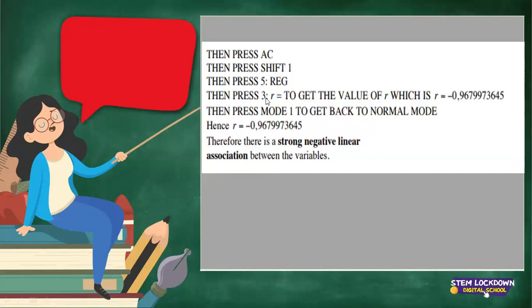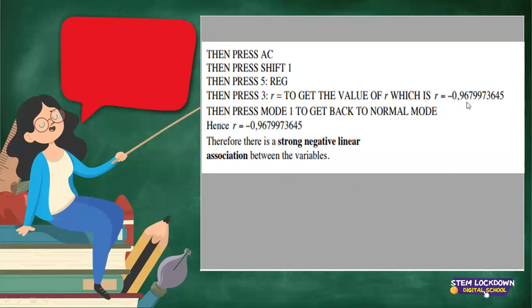Here, 1 represents A and 2 represents B. Remember, the A and B are used in our regression equation. In this case, we're going to choose R, because now we're calculating the correlation coefficient. So we press 3, which indicates your R, the correlation coefficient, and press equals, and the answer will come.